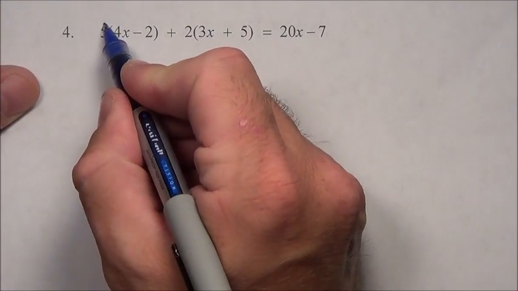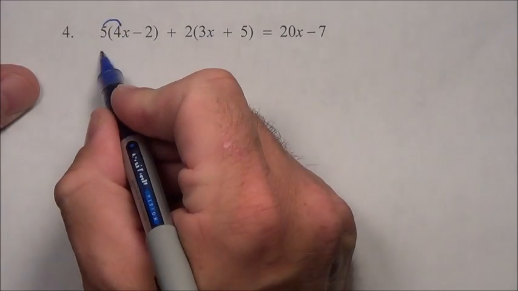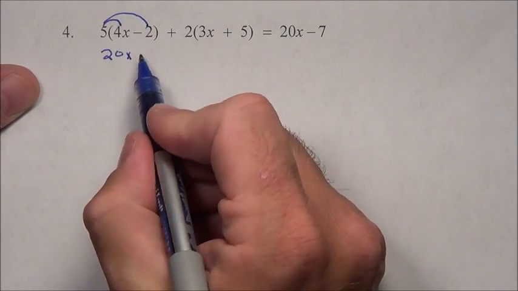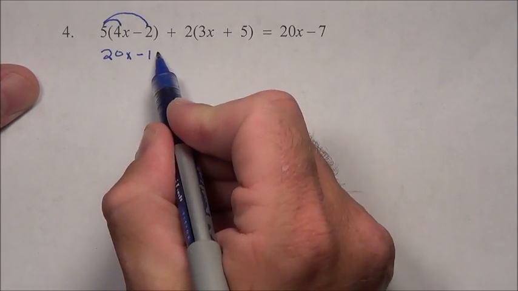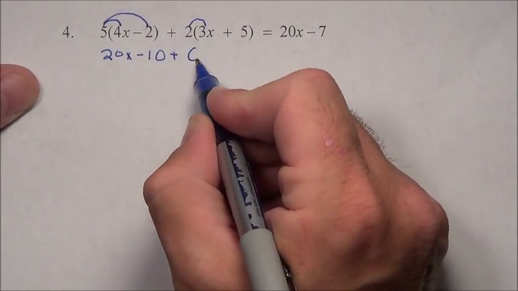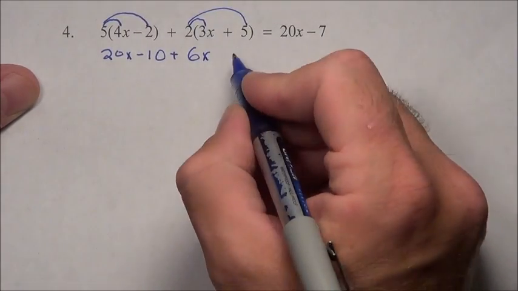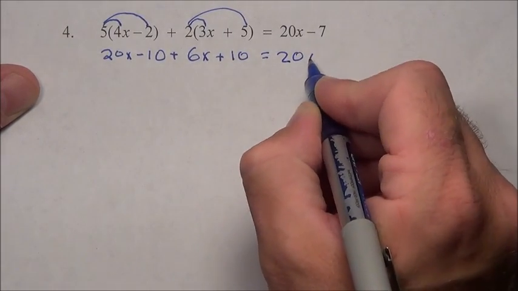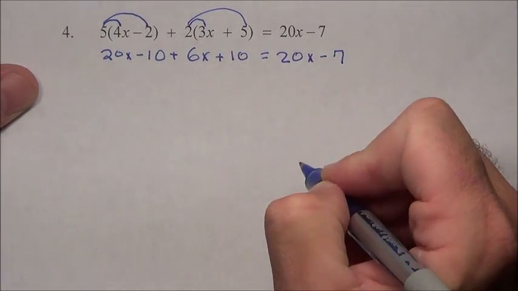So we'll start off, distribute the 5 through to the 4x, that's 20x, and then 5 through to the negative 2. Well, that's just subtract 10. Plus 2 through to the 3x is 6x, and 2 through to the 5 is plus 10. That's equal to 20x, subtract 7.